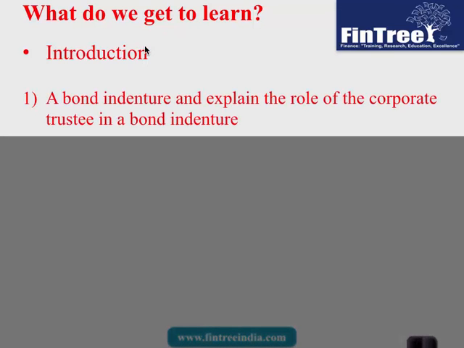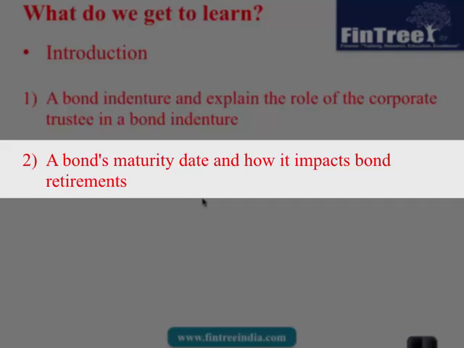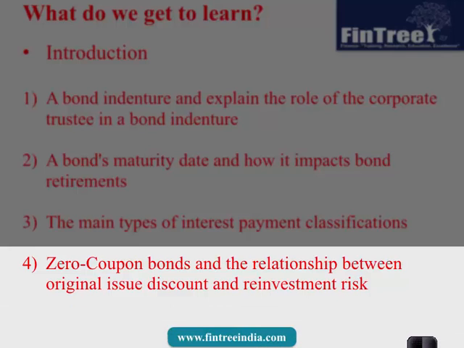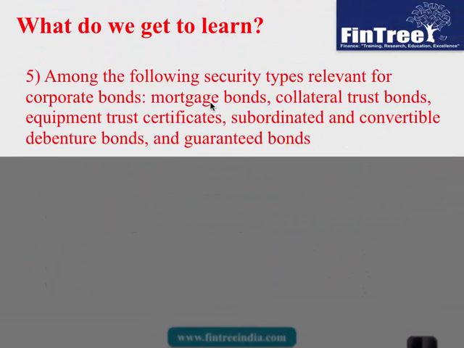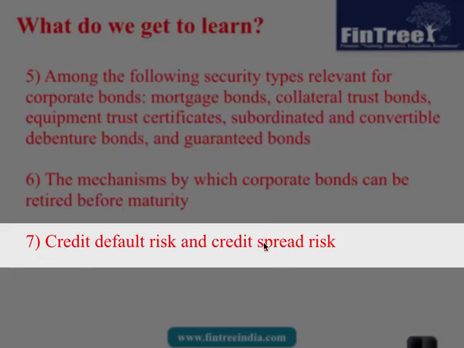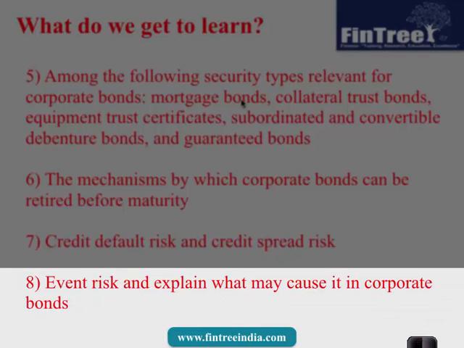We'll have to learn what indentures are, then the maturity date and its impact, different types of interest payment classification, zero coupon bonds and reinvestment risk. Then there is a discussion on different categories of bonds: corporate, mortgage, collateral trust, equipment trust certificates, subordinated, convertible debenture bonds and guaranteed bonds. Then the mechanisms by which these bonds are retired before maturity. So we'll have to learn a lot of terminology here. Credit default risk, credit spread risk, and finally event risk and what may cause it in corporate bonds.